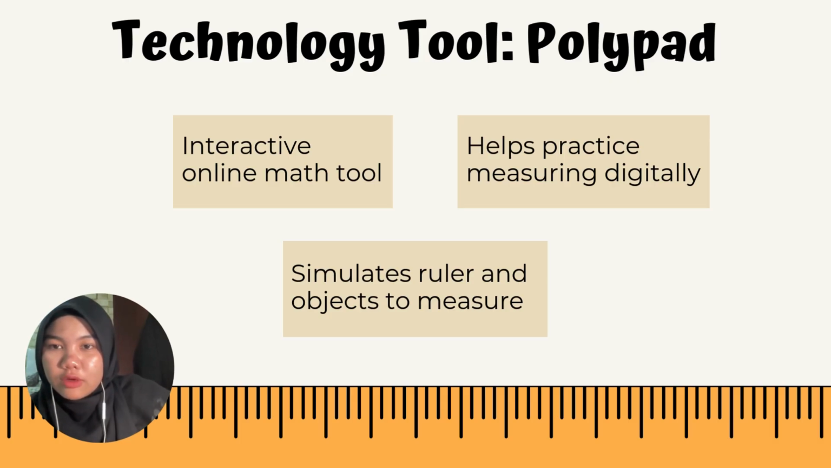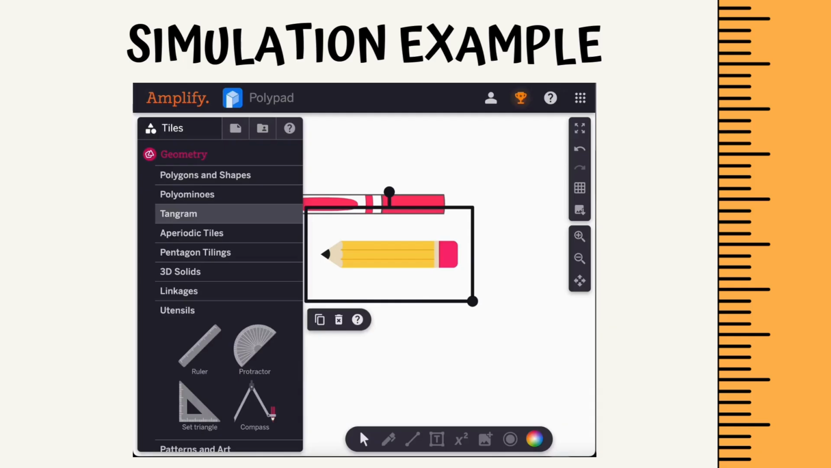So how do we help the students? We can use a technology tool, Polypad, the interactive online math tool that helps practice measuring digitally and also simulates rulers and objects to measure. This is one of the features that we have in Polypad. How do we use Polypad to measure the object? First, break the big problem. What do we have to do? Measure the object. What's the first thing we have to do? Place the object correctly on the ruler.